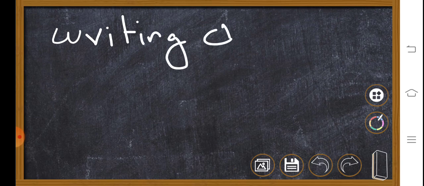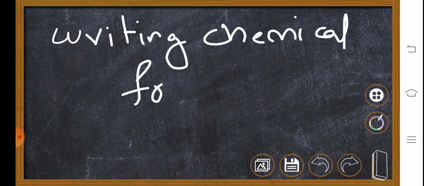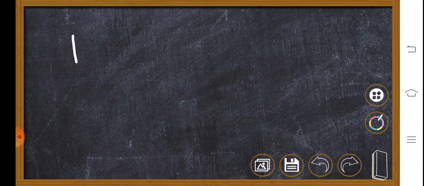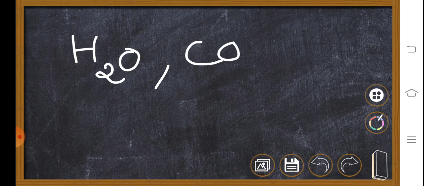Today we are going to study how we can write chemical formulas. I think you are all familiar with chemical formulas. The chemical formula of water is H2O and carbon dioxide is CO2. Like that, different chemicals have different chemical formulas.